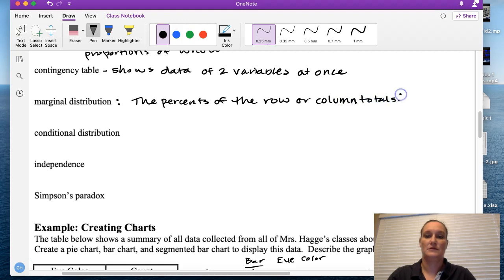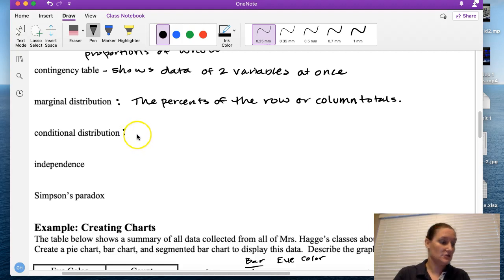Basically, it's the percent of each category. It's like basically what we did in the pie chart and the bar chart, the relative frequency that we found for a single variable. That's what the marginal distribution is. It's finding that for a single variable off of your contingency table.